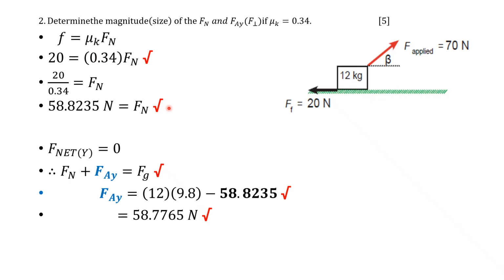1 mark for the normal force. 1 mark for understanding that my net forces in the y direction is balanced, is equal to 0, no movement. Right, so normal force plus force applied in y direction equal force of gravity. And then from there, taking normal force across, my force of gravity minus the normal force we got gives me that answer. That is your 5th mark. So there are 5 marks given to you.